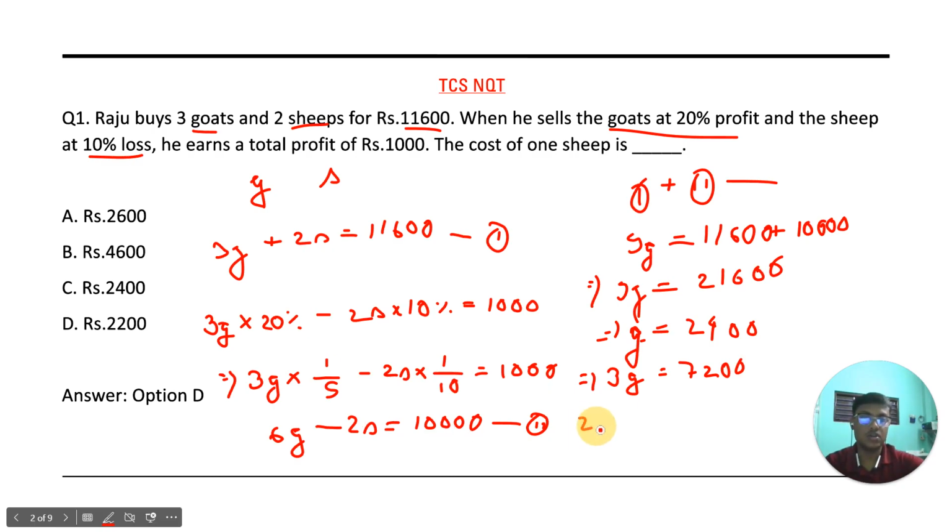Now from equation 1 we get 2S is equal to 11600 minus 7200, which is equal to 0, 0, 6 minus 2 is 4, and 11 minus 7 is 4. Therefore, we have S is equal to 2200. Hence, cost of one sheep comes out to be 2200, which is option D, the correct answer.